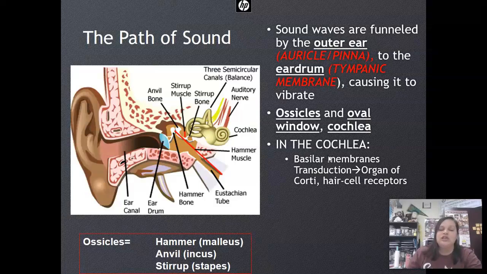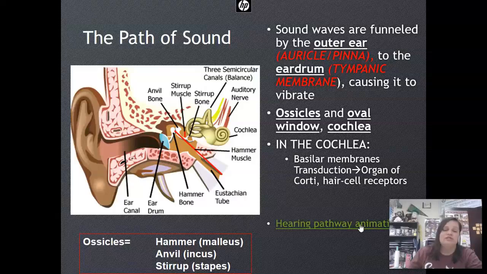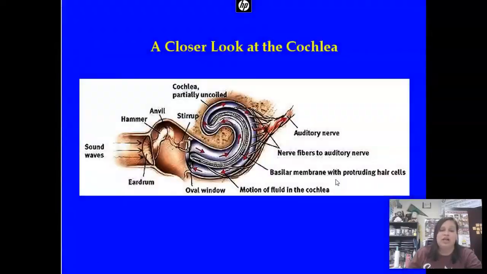In the cochlea, the basilar membrane, this is where transduction is occurring. The organ of Corti is part of the lining there, and then our hair cell receptors are moving back and forth, kind of like seaweed in the ocean, because there is fluid there in the cochlea. And as those hair cells move back and forth, they're converting those vibrations into a neural impulse. We'll watch a video animation of that in class.